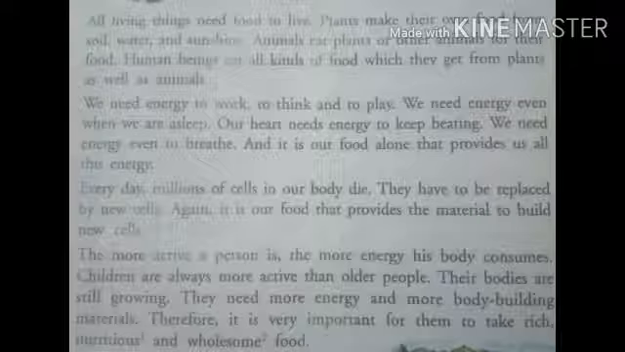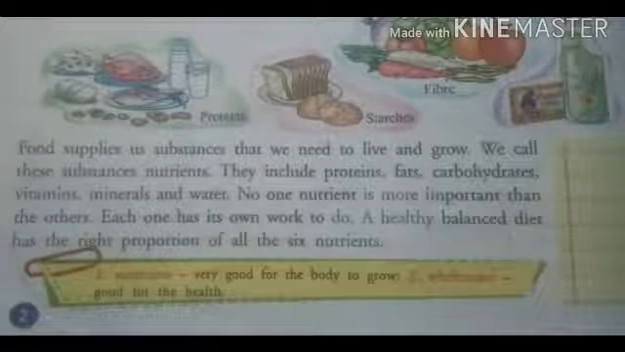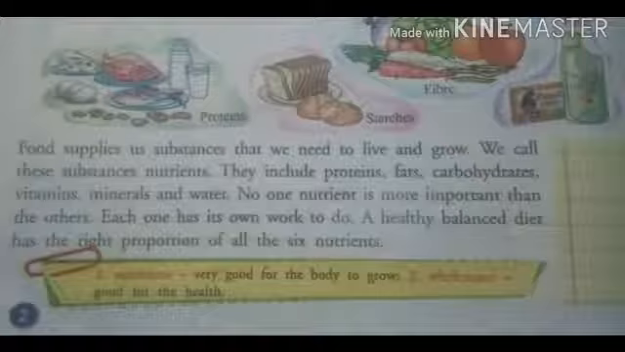We should be very careful in having nutritious and wholesome food. As I told you, what is the meaning of nutritious? Yes, very good for our body to grow, and wholesome, good for the health. Such type of food we should consume so that we become healthy and also grow in the right manner. Food supplies us substances that we need to live and grow. We call these substances nutrients. They include proteins, fats, carbohydrates, vitamins, minerals, and water.